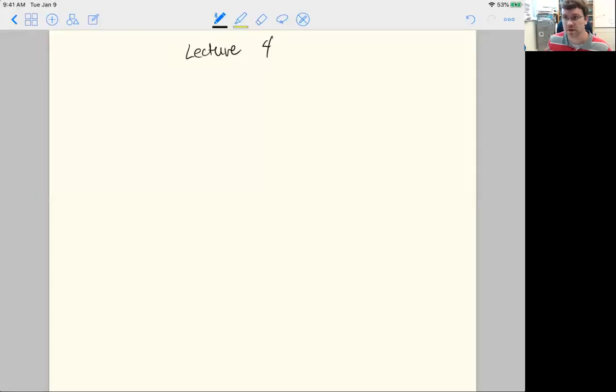As we said last time, we're going to start talking about structure. We're going to start with atomic structure. So without further ado, let's get our notes up in front of us.